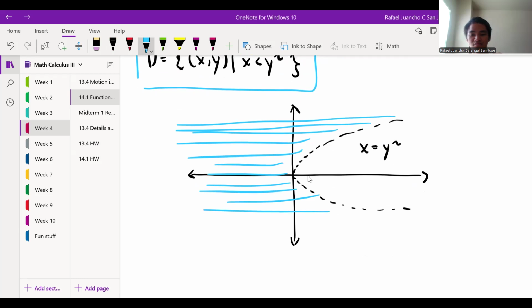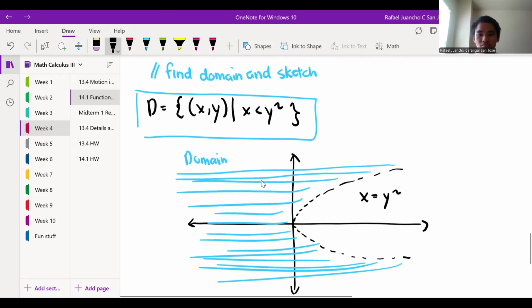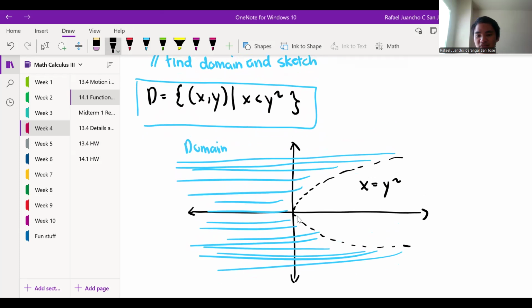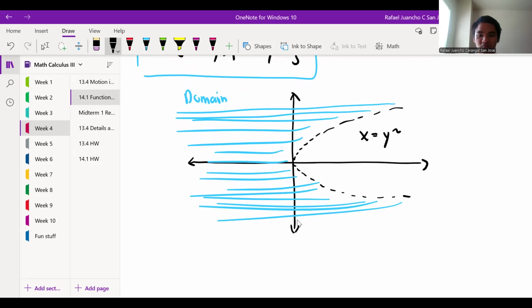right? All of that. My x should be less than my y squared because it's less. That's why it goes to the left. If it was greater than, it would have been the other way around. I wouldn't have shaded this part, but the other part.